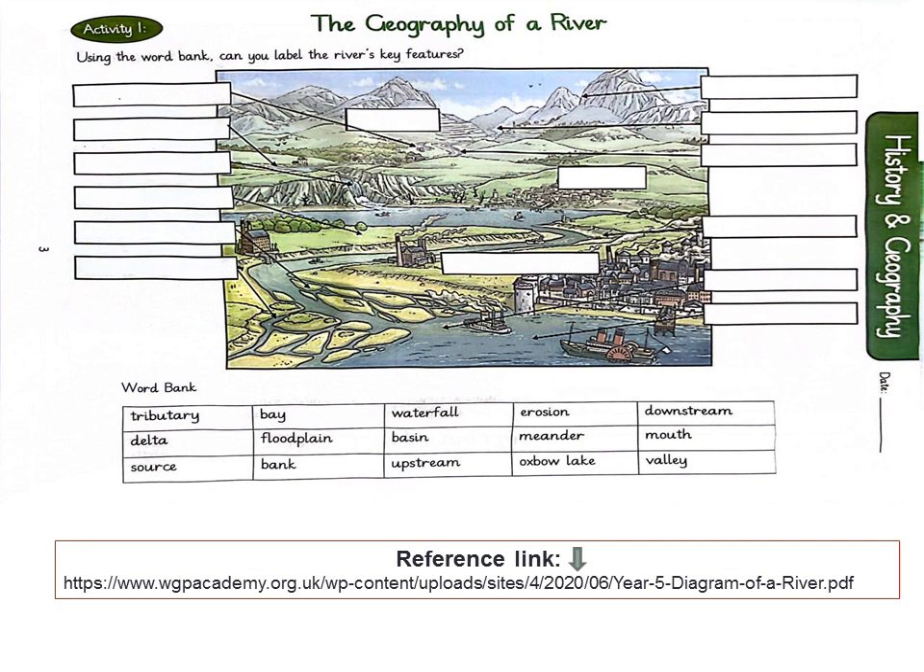In activity number 1, you just have to label this diagram about the river key features. If you find any difficulty, you can follow the reference link given below.